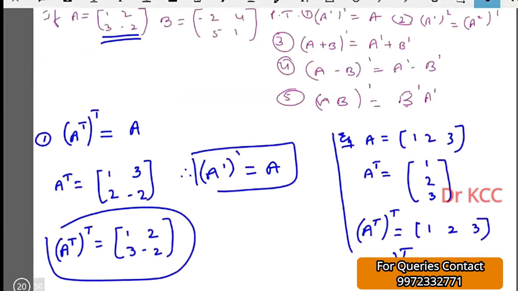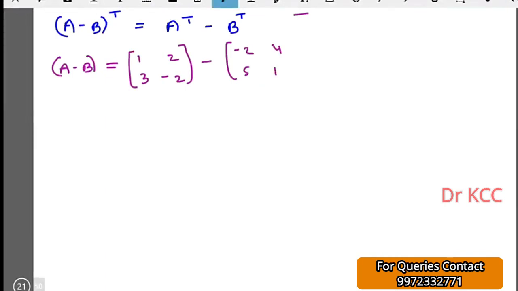What is A? 1 2 3 minus 2. First you do A minus B, then take the transpose. What is A minus B? What is A? 1 2 3 minus 2, then minus B. What is the B matrix? Minus 2 4 5 1. Now subtract. What do you get? 1 minus of minus, okay? 1 minus of minus becomes plus. 1 plus 2 is 3. Then 2 minus 4 is minus 2. 3 minus 5 is minus 2. Minus 2 minus 1 is minus 3.